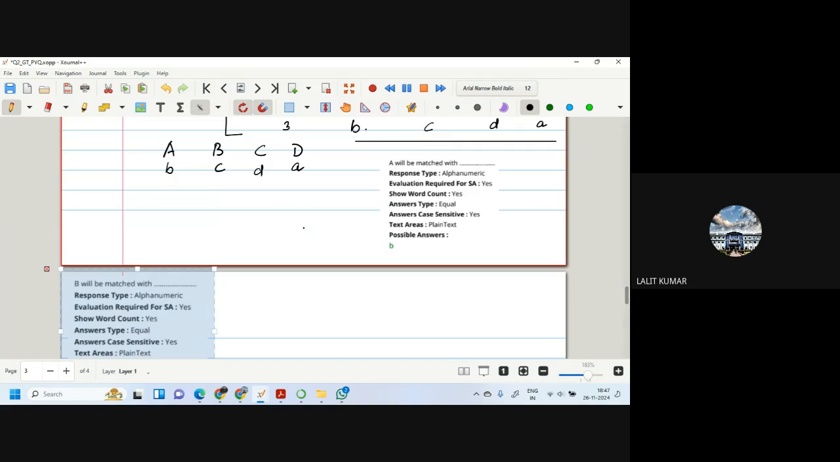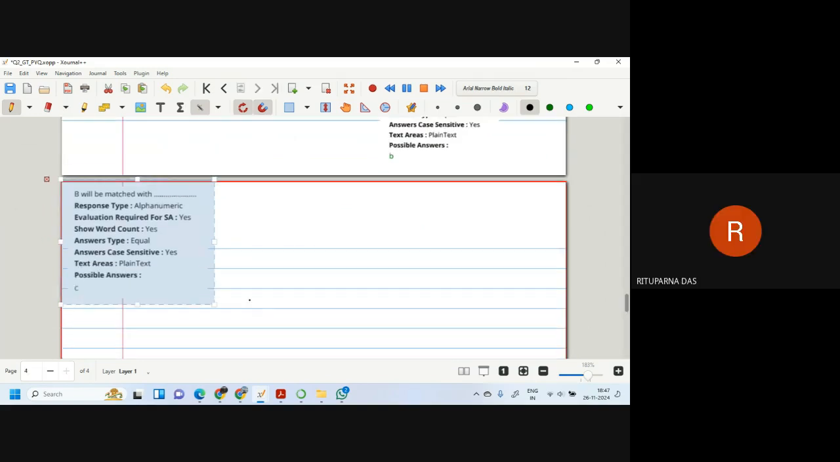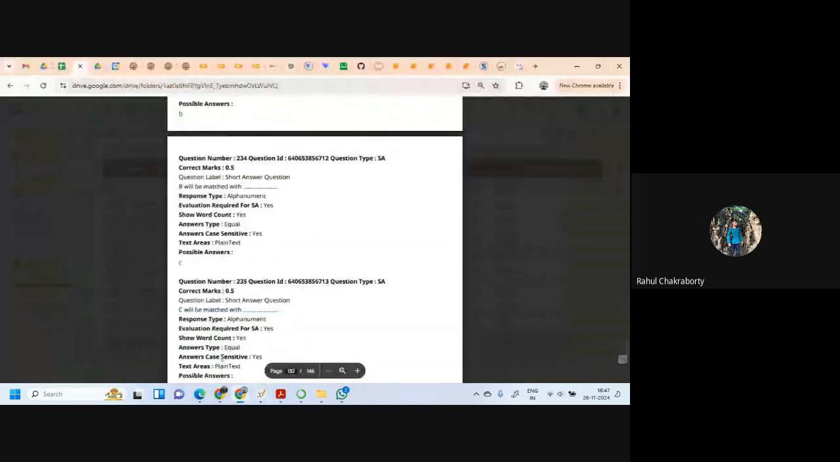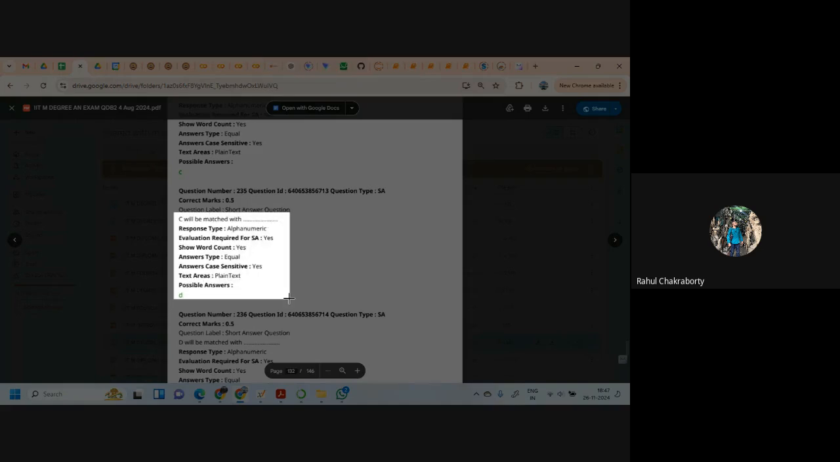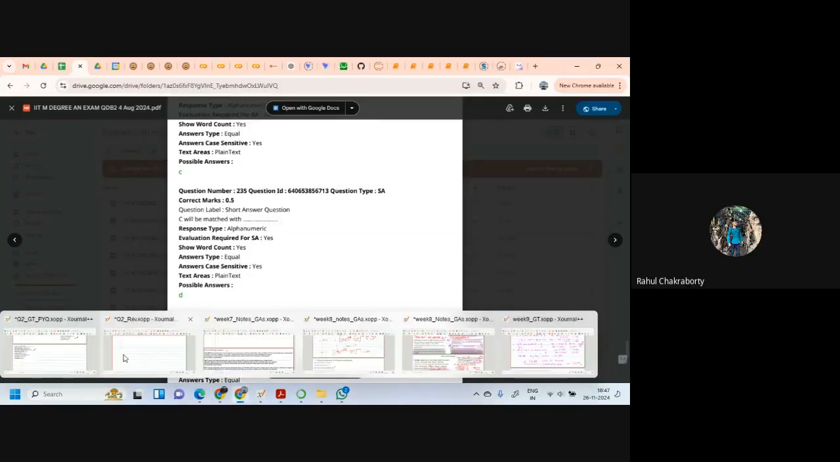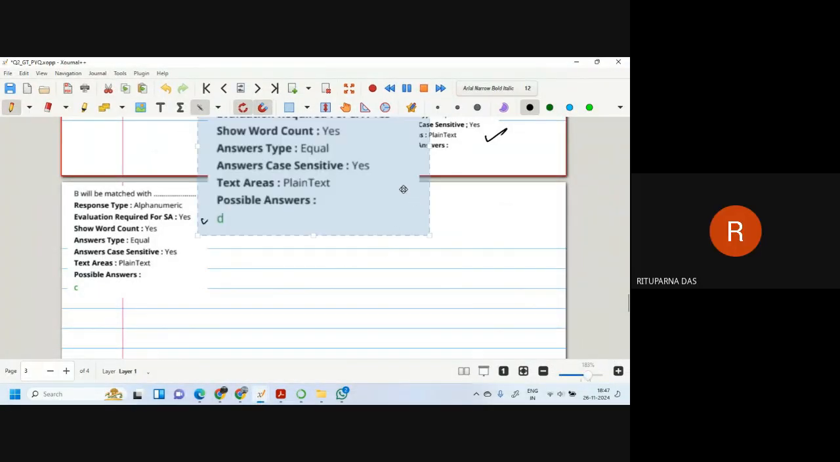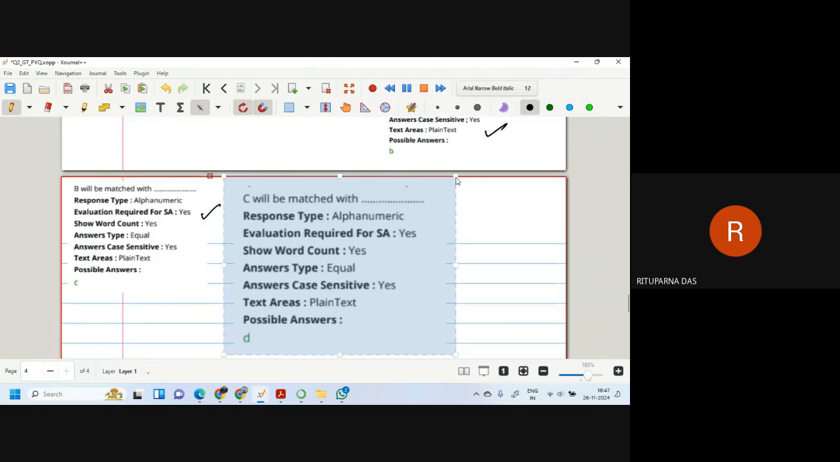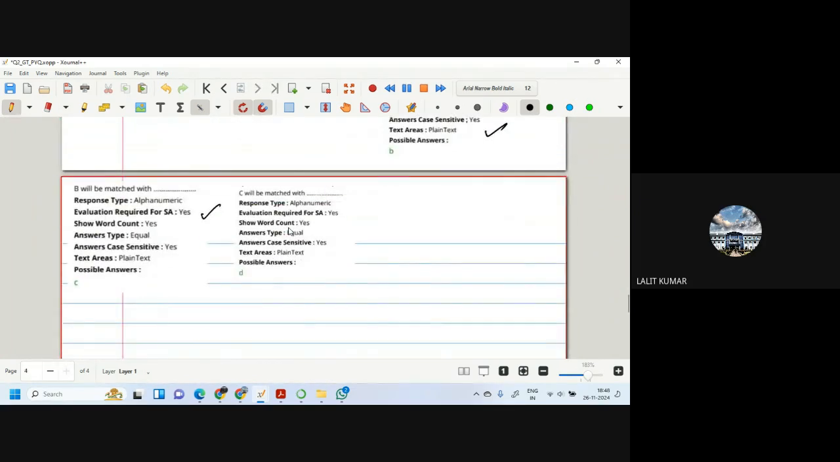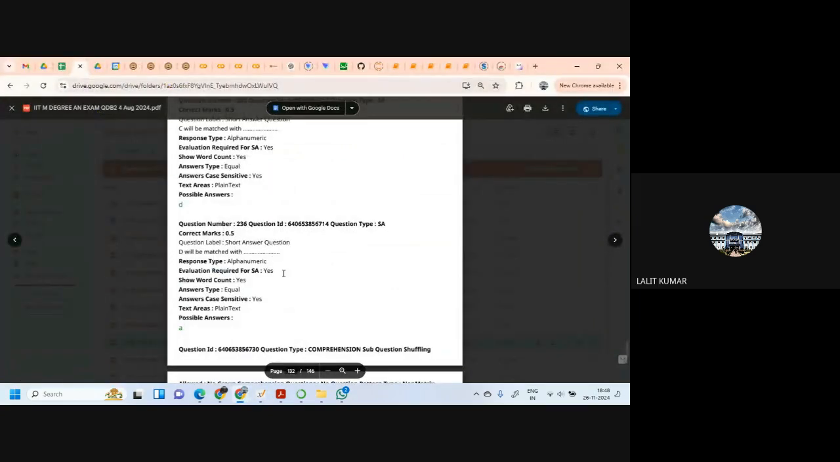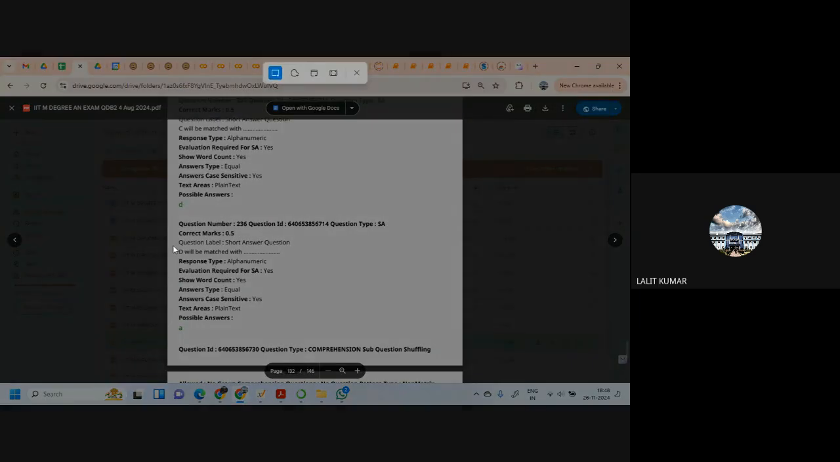So B, C has come to C, right? B, C, then that'll be D. Then C will be matched with D. So C is matched with D. This is also correct. And D will be matched with A. So all of this is correct.